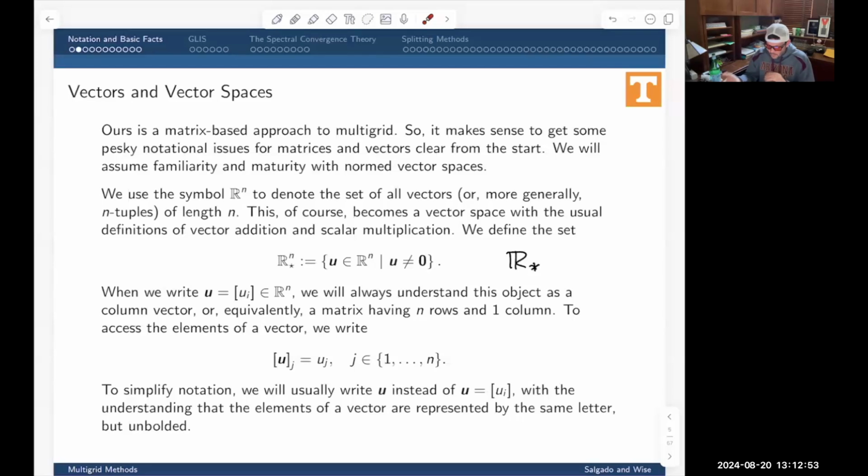So a row vector is just a matrix having one row and n columns. And similarly for column vectors, it's one column and a bunch of rows. Now, if I want to access the elements of a vector, I'm just going to write brackets around the vector and I'll put a subscript.